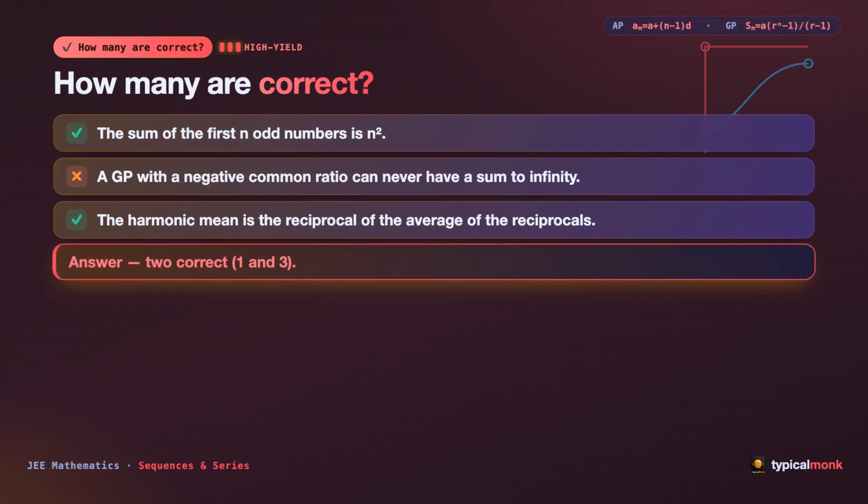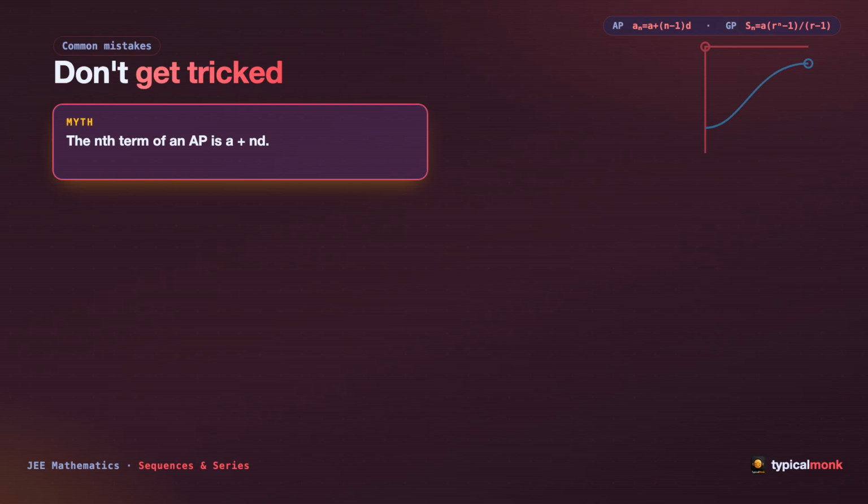Two statements, the first and the third. The sum of the first n odd numbers really is n squared, and the harmonic mean really is built exactly that way. But the second one fails. A negative ratio is completely fine as long as its size stays below 1. The sum to infinity still exists. Two correct statements, 1 and 3. Now let me save you some marks.